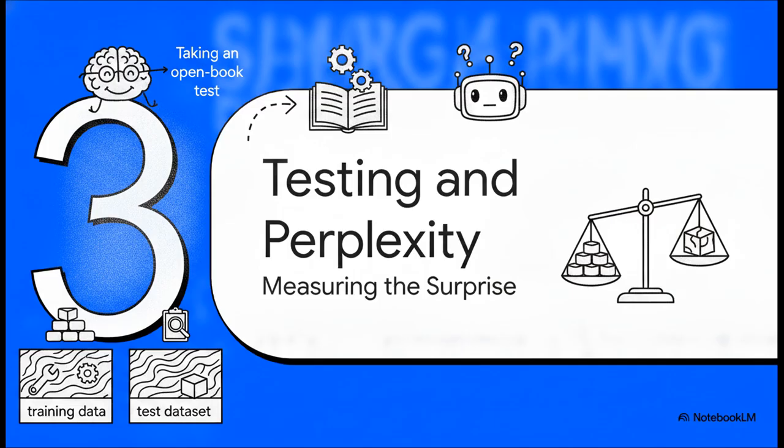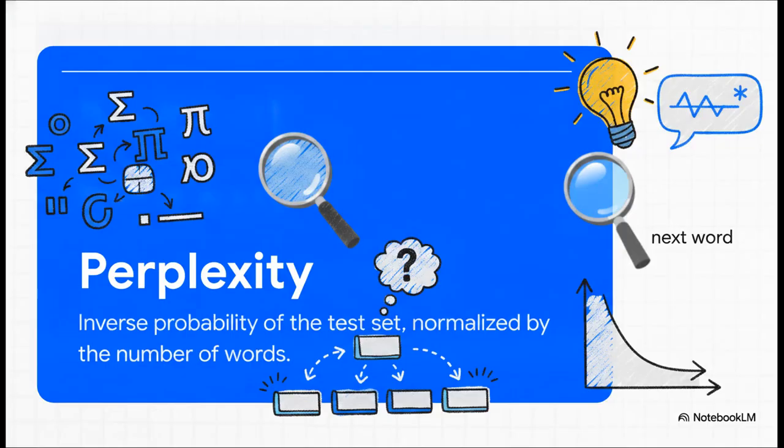Moving on to part 3, testing and perplexity. Or, as I like to think of it, measuring the surprise. Okay, so once we've built our model using those simple fractions, we absolutely have to evaluate it using a separate, held-out test dataset. We need to make sure it hasn't just perfectly memorized the training data, because if we test it on the data it already learned from, it's essentially taking an open book test, which tells us nothing.